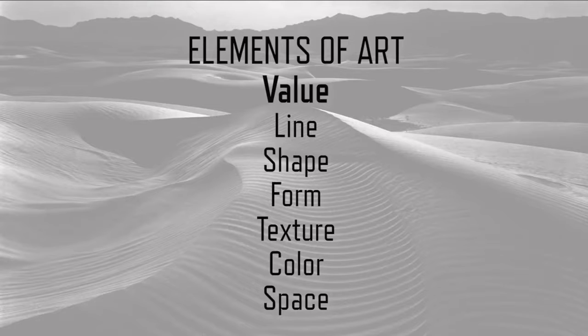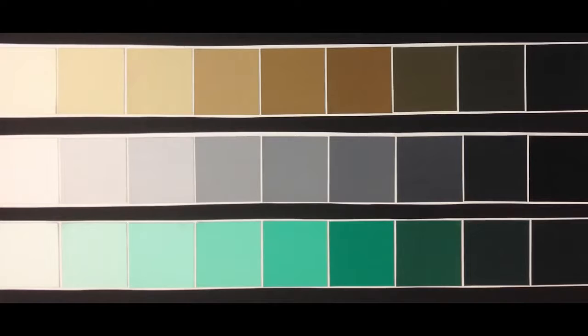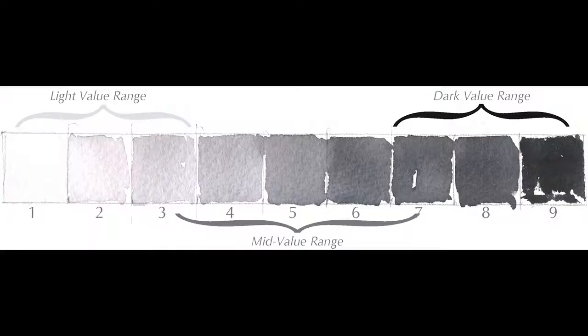Value is one of the 7 elements of art, along with line, shape, form, texture, color, and space. Value is how light or dark a given color or hue is. Values can be better understood when they are visualized as a scale or a gradient.